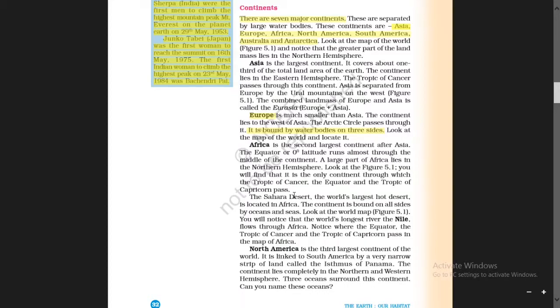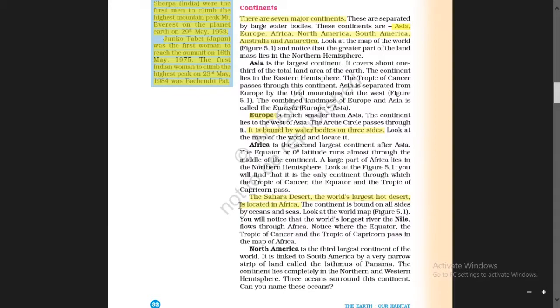The Sahara Desert, the world's largest hot desert. Boys, underline this. The Sahara, which is the world's largest hot desert. If anybody asks, you have to say the Sahara Desert. But you must know Africa is the dark continent. So the Sahara Desert, the world's largest hot desert, is located in Africa.